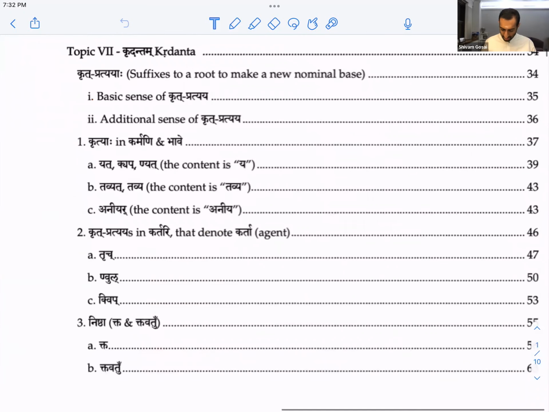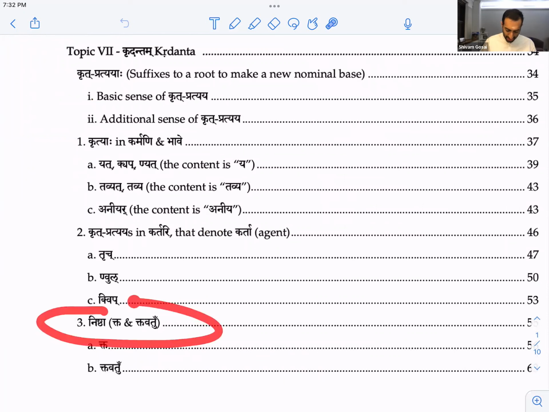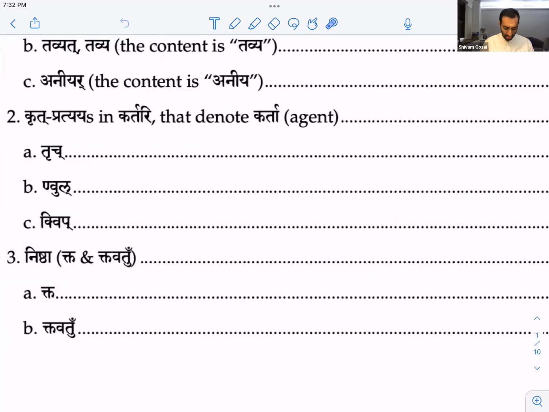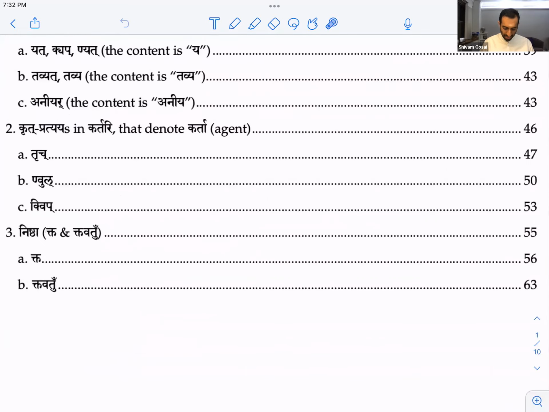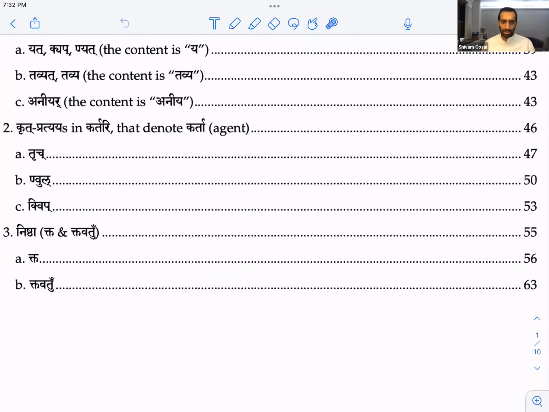So, we are here back in our Kṛdanta. We're in this last section, Niṣṭhā, right? Niṣṭhā, so we're adding a dhatu plus kta or ktavatu, on page 55 to 63 in the book. So we had a dhatu plus kta or ktavatu, and we get a new pratipadikam, right? Then which we can decline.